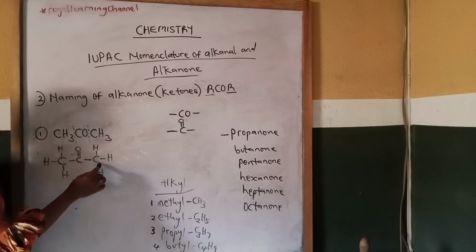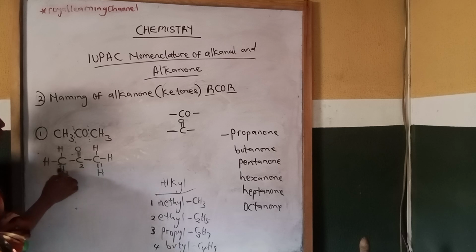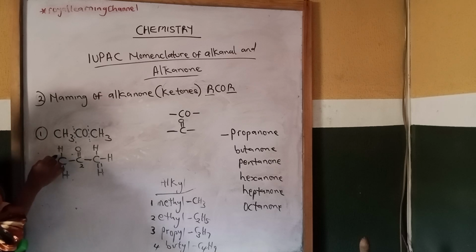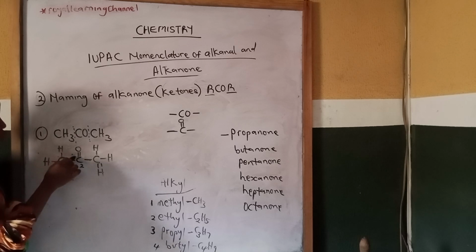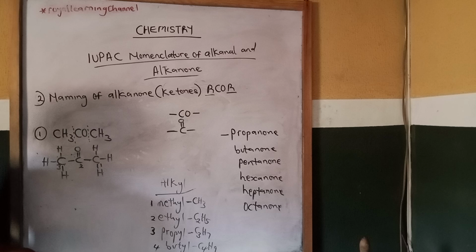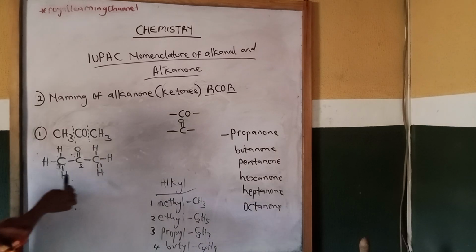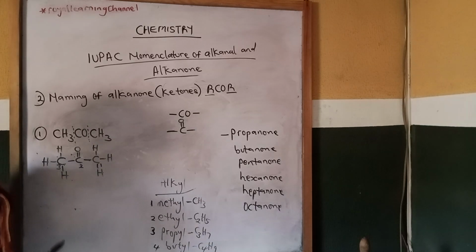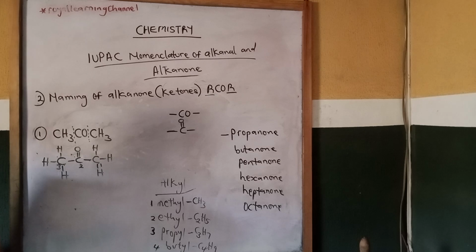So from the right hand side, if I number from the right hand side, 1, 2, 3, my functional group will be on the second carbon atom. Then if you number from the left hand side, 1, 2, my functional group will still be on the second carbon atom. So for this structure, you can name from both ends.